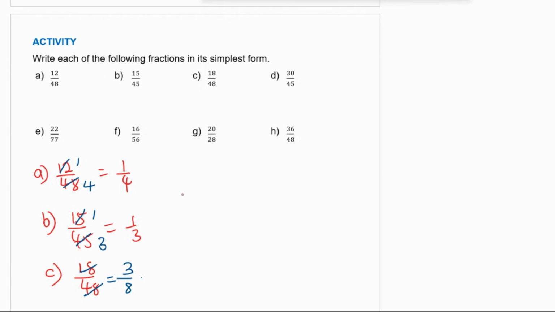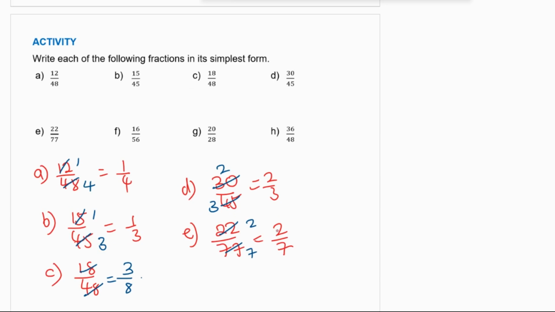And then we can do D. D with 30 over 45. Alright, the highest common factor between 30 and 45, that is 15. 15 into 30, that is 2. 15 into 45, that is 3. So the answer is equal to 2 over 3. Right, and then E, the highest common factor there between 22 and 77 is what? It is 11. So you can say 11 into 22, that is 2. 11 into 77, that is 7. So the answer should be 2 over 7.